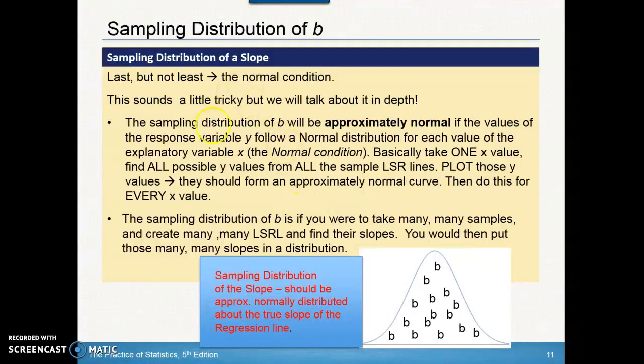Let's just take a quick minute and talk about the normal condition. The sampling distribution of b will be approximately normal if the values of the response variable y follow a normal distribution for each of the explanatory variables. So basically, it's going to be approximately normal if I take all of the slopes, put them in a sampling distribution, and they look approximately normal. The sampling distribution is if I take many samples of size 20 or whatever, and I find their slopes, and then I put them in a graph to see what they look like. And make sure you're stating that it's unimodal and symmetric, therefore approximately normal.